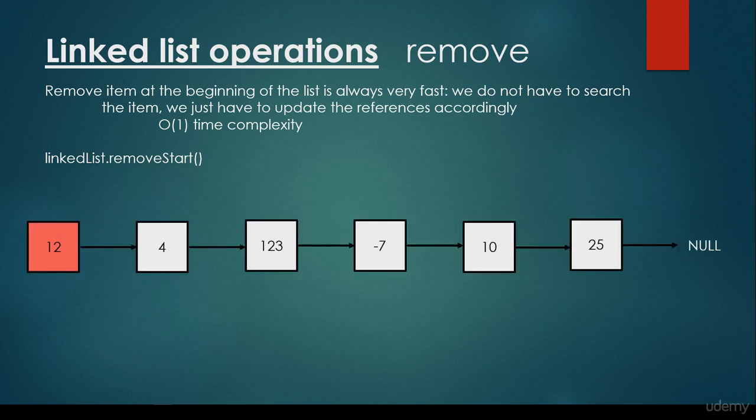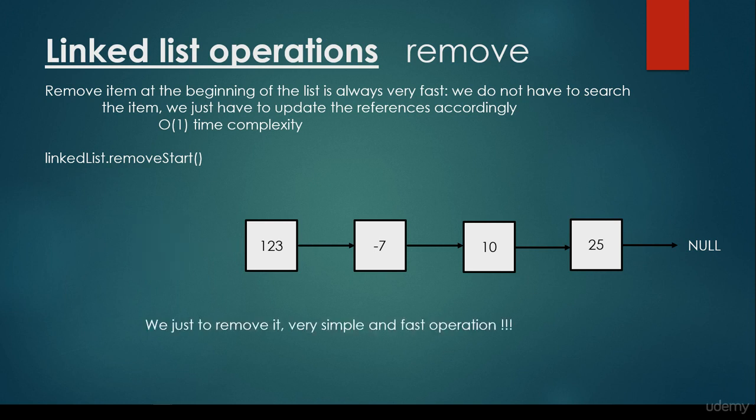Okay, so we have the linked list with items 12, 4, 123, -7, 10, and 25. And we would like to remove the first item, basically the root of the linked list. We just have to remove it, and basically in Java, for example, we just have to set it to null. Okay, what about if we would like to remove the next item? In this case, the root node is the 4, so we're just going to get rid of it. Quite a simple and fast operation.